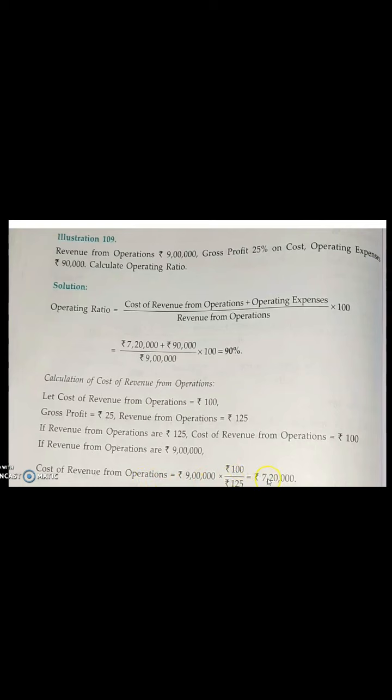7,20,000. This 7,20,000 you can write over here as cost of revenue from operation plus operating expenses. It is given in the question. Write down this 90,000 over here. Divide the same with 9 lakh. What is this 9 lakh? Revenue from operation. That amount is also given to you. And into 100. So you will get the answer as 90%. So your operating ratio is 90%.